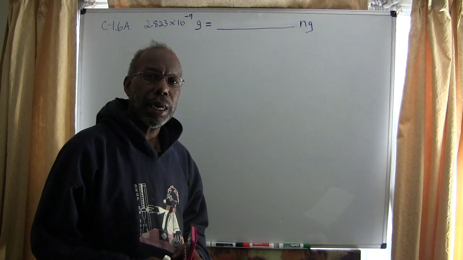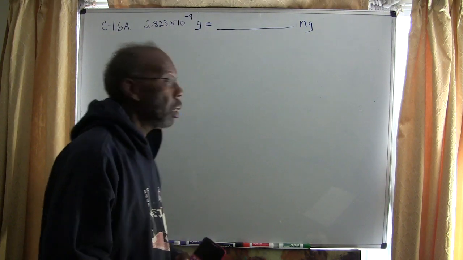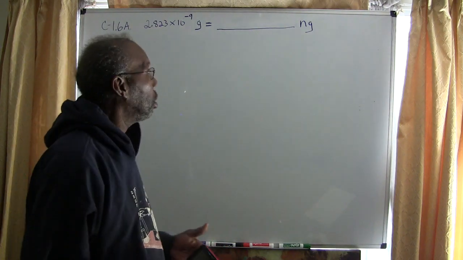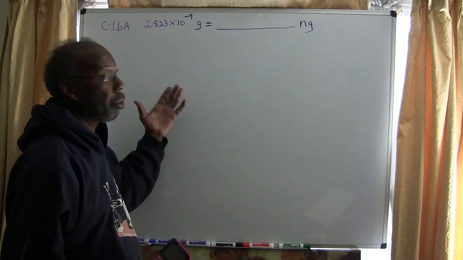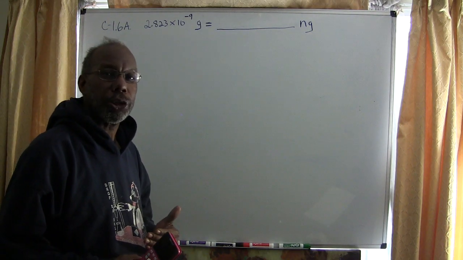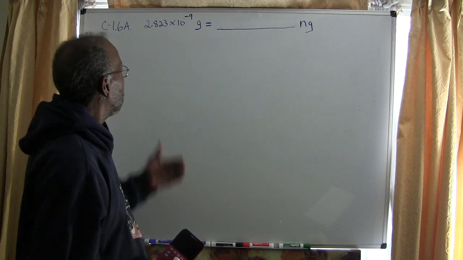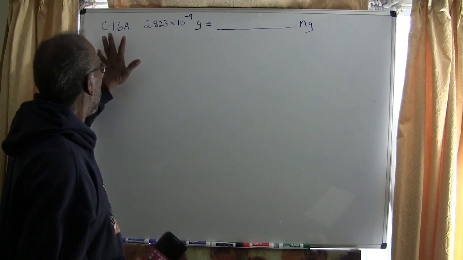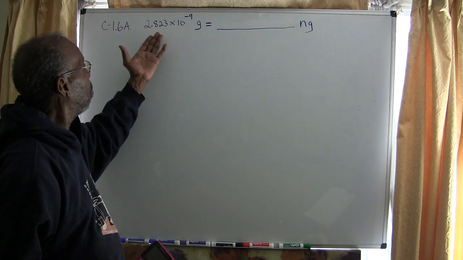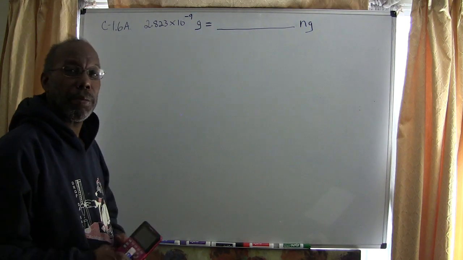Hi everybody, again, Dr. Peterson, and we're going to continue our discussion with metric conversions, converting from one metric prefix to another metric prefix using dimensional analysis or conversion factors. So this problem here, C-1.6A, is asking us to convert 2.823 times 10 to the minus 9 grams to nanograms.